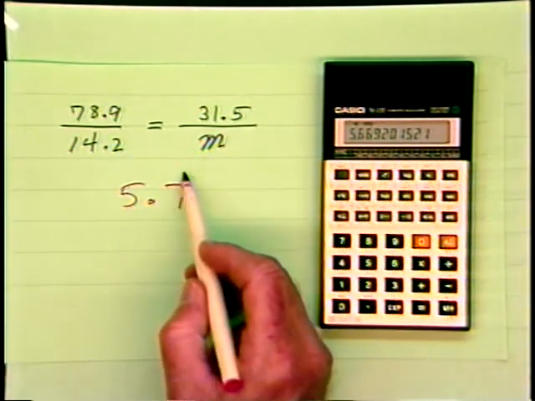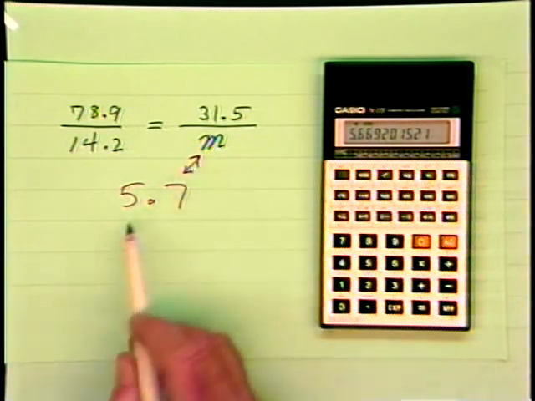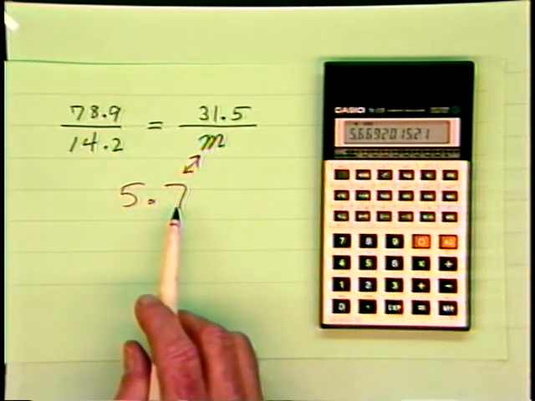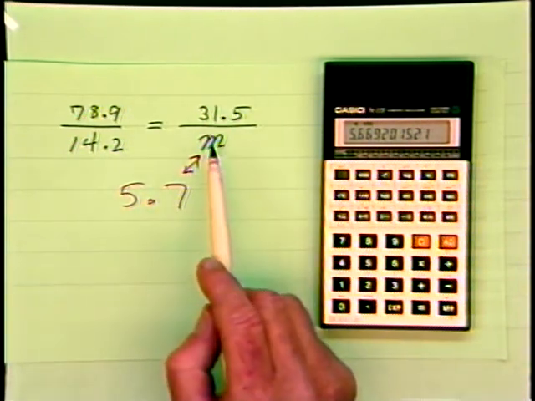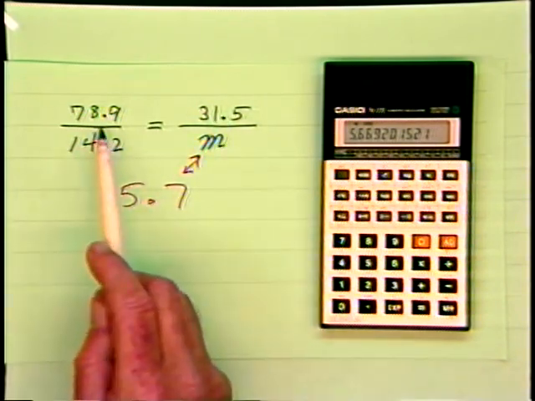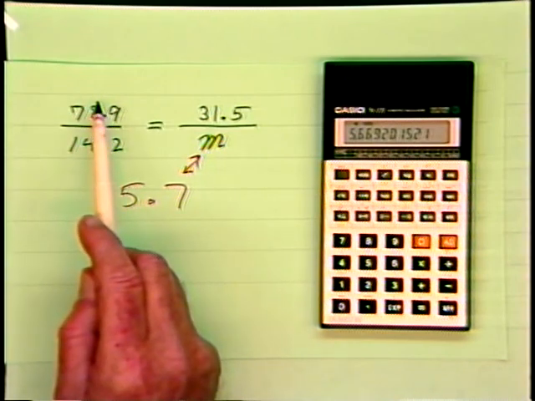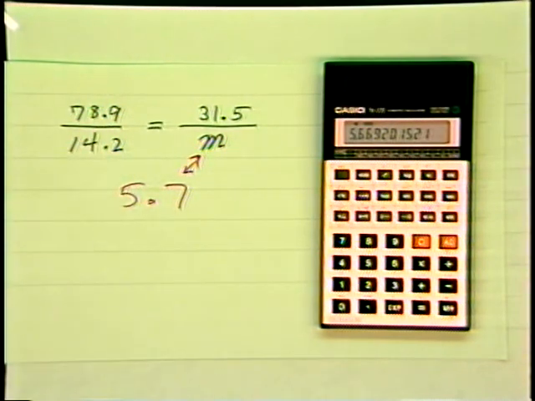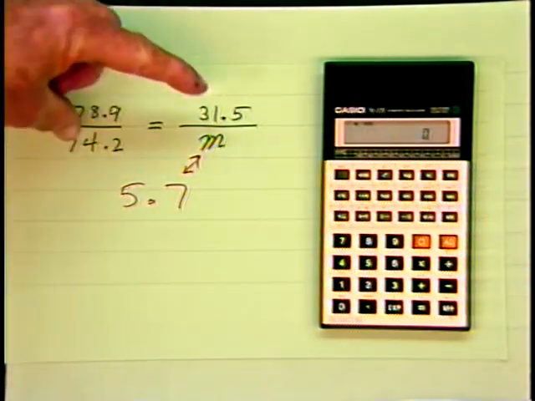So my M is claimed to be about 5.7. Now let's see, 5.7 is quite a bit smaller than 31, but 14 is quite a bit smaller than 78. So this is in the ballpark. And of course, the fastest check is simply to clear the calculator and go again.